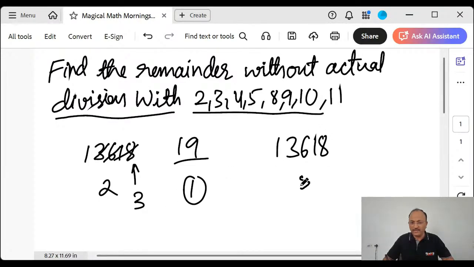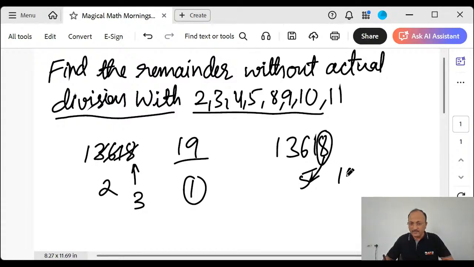Tell me the remainder when you divide this one by 5. Quickly. You should be ready with the chat option. Immediately you should be able to type. Correct? Yes, it is 3, because only the last digit, you will find the difference by 5.